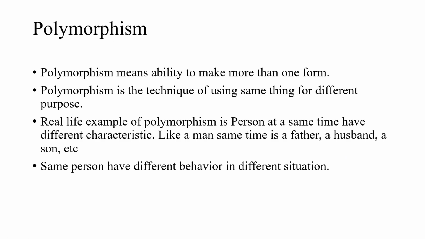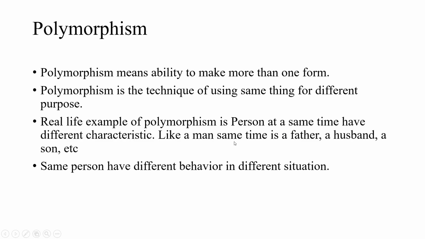So here we will discuss polymorphism in Java. Polymorphism means the ability to take more than one form. Polymorphism is the technique of using the same thing for a different purpose. A real life example of polymorphism is a person who at the same time has different characteristics.